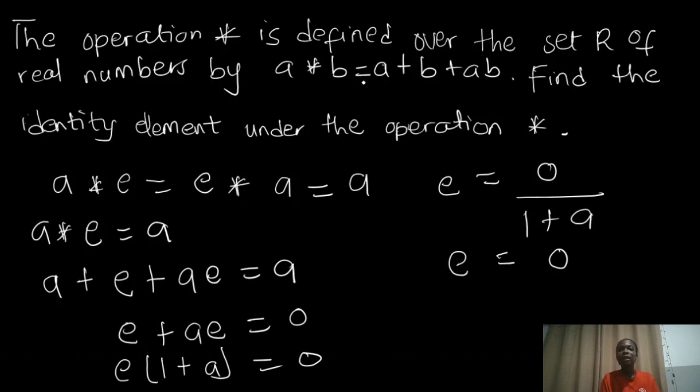So it means that whenever you perform an operation on any real number with 0, you should get that number. So I want us to now make A rather the identity element and see if we are going to get the same answer. Yes, I just want us to prove. So let's do that one.